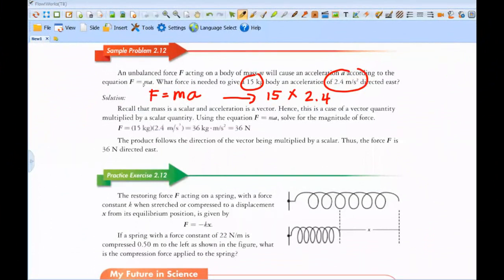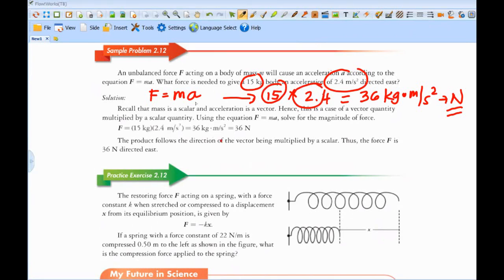Again, force is mass multiplied by acceleration. So the mass is 15 kilograms and the acceleration is 2.4. So you multiply, and you will get 36 kilogram meters per second squared, which is equivalent to newtons, right? So that is the multiplication of a scalar and a vector, right?